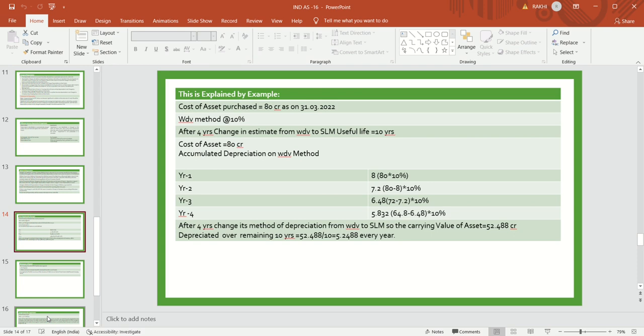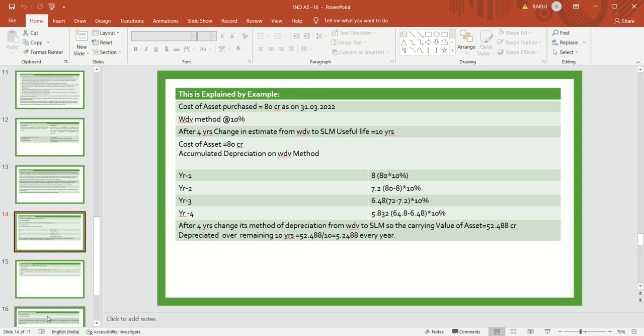For the first 4 years, the company will charge WDV method at the rate 10%, that is 80 crores at the rate 10%, that is 8 crores, and 80 minus 8 is 72. 72 ka 10%, that is 7.2, and 72 minus 7.2 will become 64.8, and in this way the depreciation is to be charged.